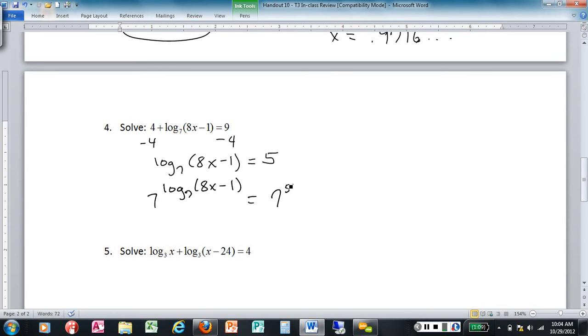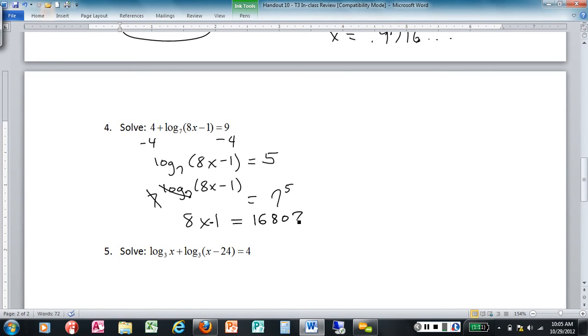And that property is what happens in such a case. If I have 7 to the log base 7, that cancels out, doesn't it? And so I have 8x minus 1 equals 7 to the 5th, which is a pretty big number, but it is just a number, 16,807.